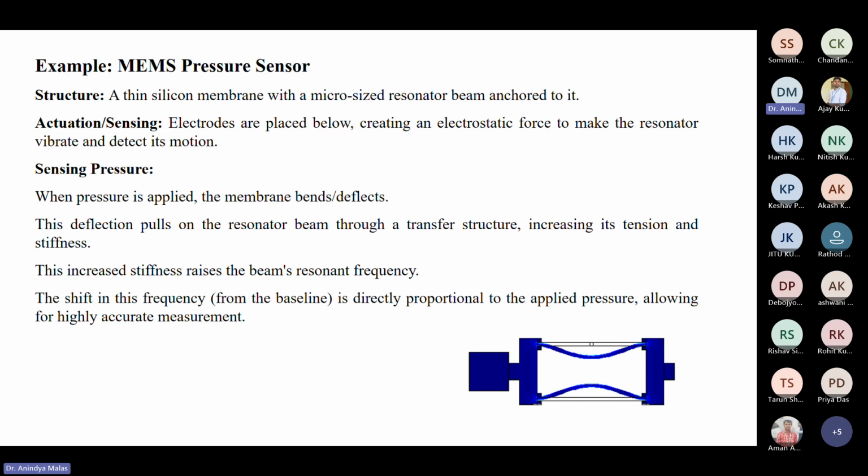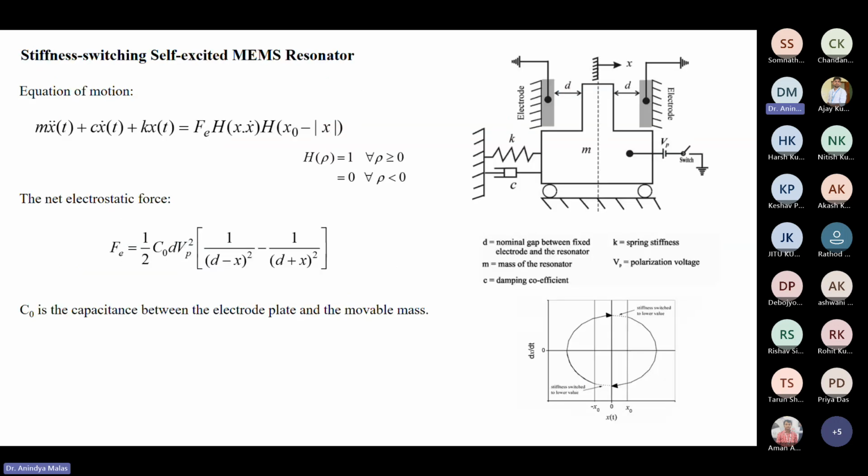That is the main topic of today's talk, where I will show you how to generate the oscillation in a MEMS resonator without applying any external dynamic force. Here I will show you a particular method which can be used to generate the oscillation in a mechanical system with a DC voltage. That is called the stiffness switching self-excited MEMS resonator.